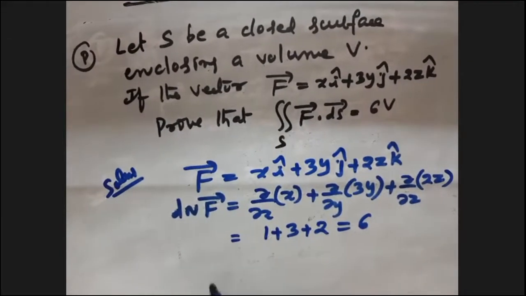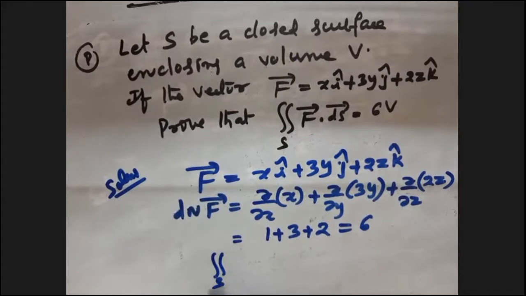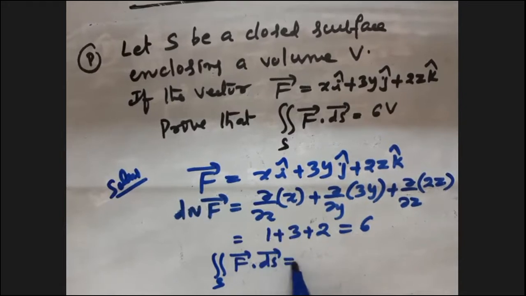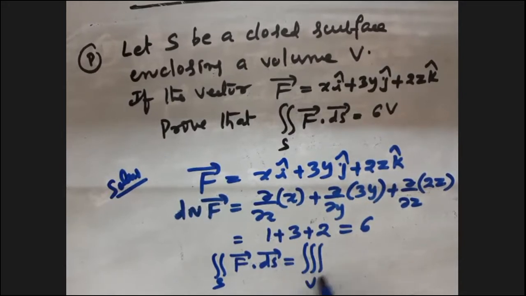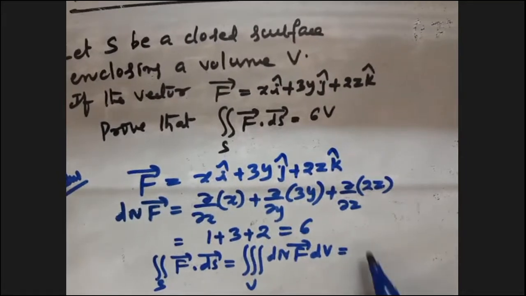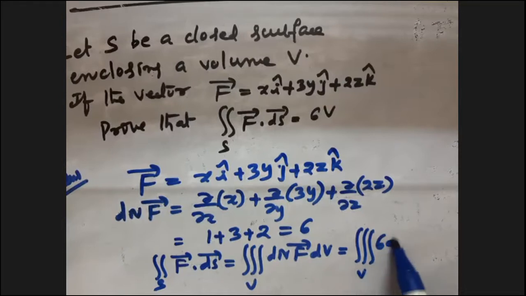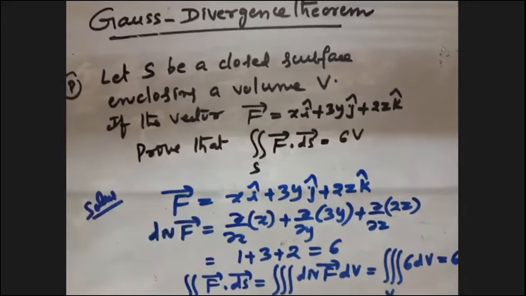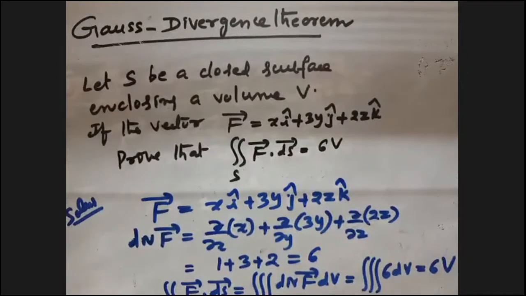Now let us apply the Gauss divergence theorem. Surface integral F bar dot dS bar is equal to the volume integral divergence of F bar dV. So that is equal to the volume integral of div F bar, we got 6 dV, equal to 6 into integral of dV, answer 6V. Hence the statement is true. Okay, so one more problem.